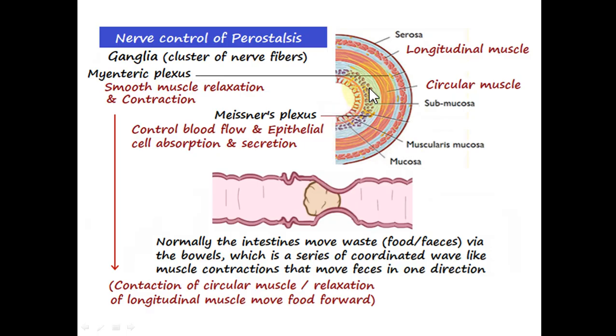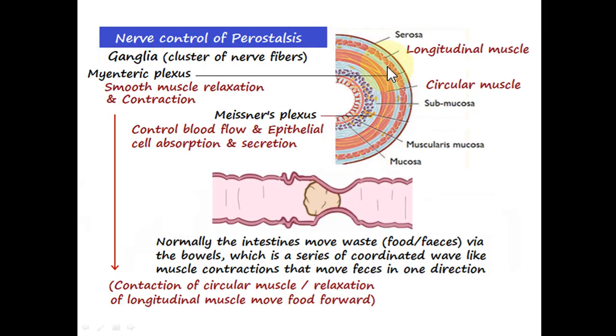Now outside the submucosa there is the muscularis externa. The muscularis externa is composed of inner circular and outer longitudinal smooth muscle fibers, and in between the circular and longitudinal muscles there is the myenteric plexus, also called the Auerbach plexus.